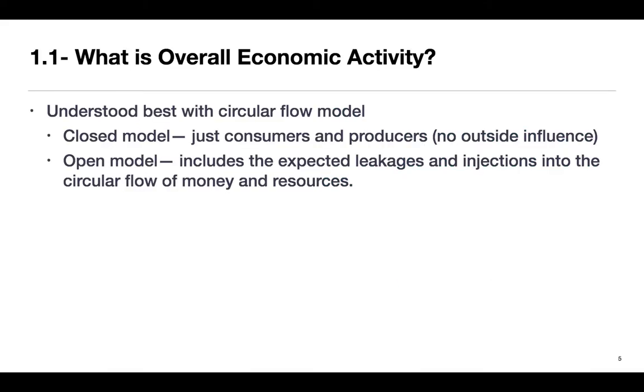So first things first, what is overall economic activity? It's best explained through 2 different flow models. One is closed, one is open. You are already aware of the closed model, just consumers and producers, so there's no outside influence. But more likely, we exist in a world that has more of an open model that includes expected leakages and injections into the circular flow of money and resources. You could probably figure out what both those things mean. Injections might be added resources or money, and leakages might be losing those monies or resources.